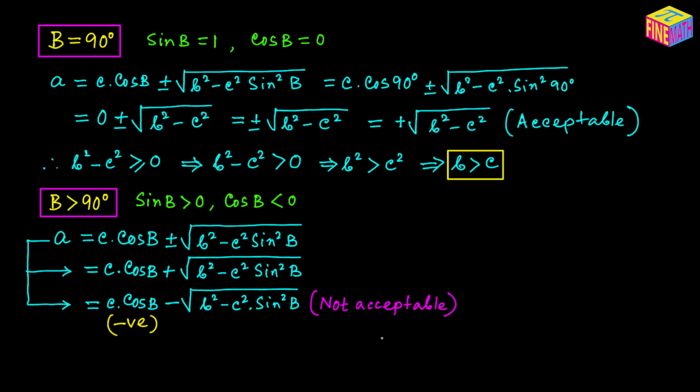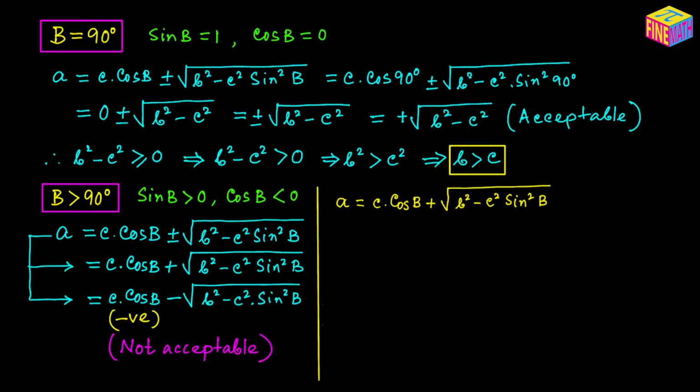So then what is the acceptable value then? Well, the only acceptable value would be with the plus sign. Now again, there is a caveat. With the plus sign, we have to somehow make sure that the square root quantity is greater than c times cosine of b, because c times cosine of b is already a negative quantity, because b is obtuse angle, right? So essentially we have to make sure that a's value is positive. That means this quantity, a equals c times cosine of b plus square root of b squared minus c squared times sine squared of b, on the right hand side has to be positive.